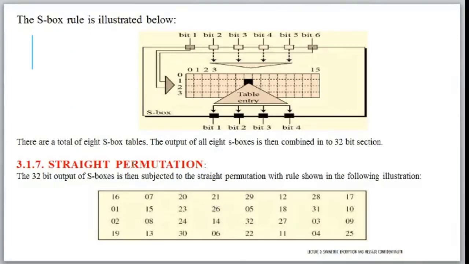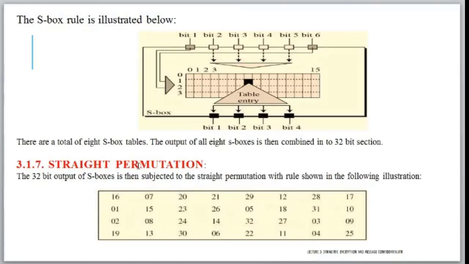So straight permutation means, I repeat the point, here you are going to get the 32 bits, and you are going to change the position of these 32 bits. The first bit will be sent to some place. The 16th bit is going to come here. The 7th bit, you are going to take as the first. The 20th bit, you are going to keep in the 3rd place. The 21st bit, you are going to keep in the 4th place. So this is called the straight permutation. Again, permutation means changing the position. That's it. We are going to change the particular positions.